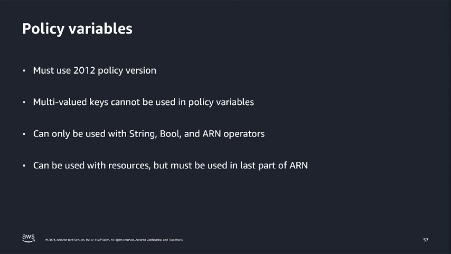Okay, that was a quick look at policy variables. In addition to a requirement to use the 2012 policy version, there are a few other things to keep in mind. Multivalued condition keys cannot be used in policy variables. And policy variables can only be used with string, bool, and ARN condition operators. And, as already mentioned, they can also be used with resources, but only in the resource name portion of the resource ARN.